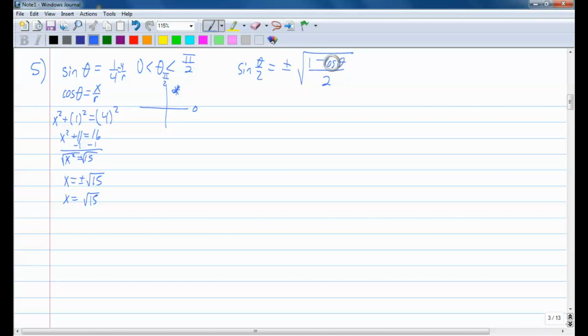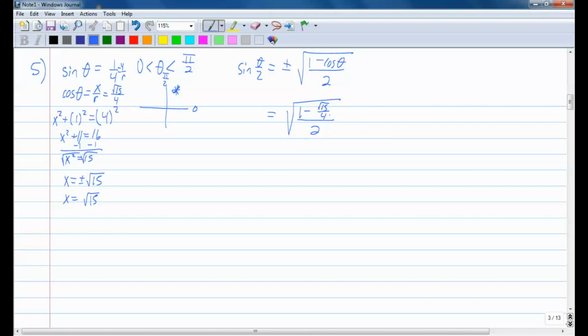Alright, we're looking for cosine for our formula. So it's going to be the square root of 15 over, my r was 4. I'm in the first quadrant, so the plus or minus on the outside is positive. Square root of 1 minus the cosine of theta, which is equal to the square root of 15 over 4, that's all over 2. This is just like the previous problem.